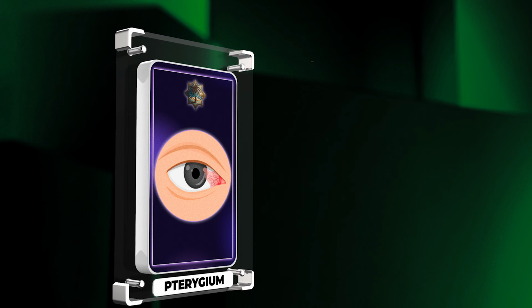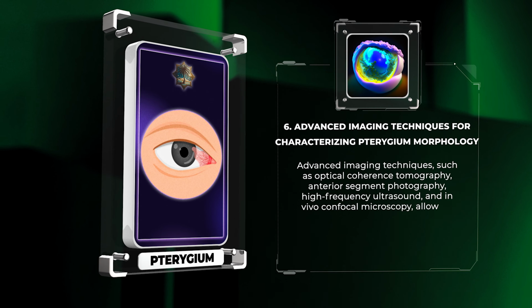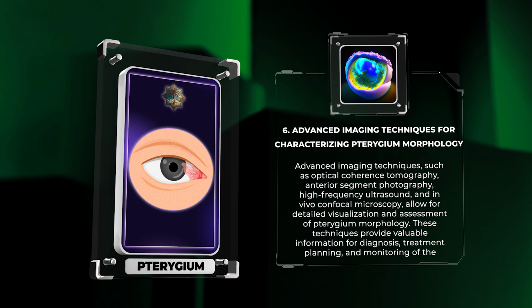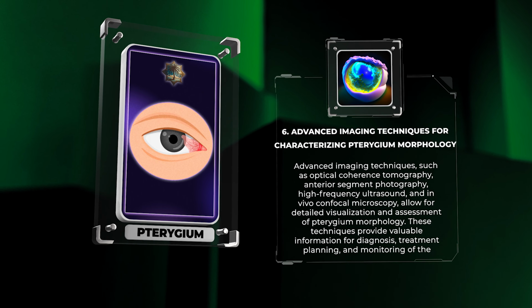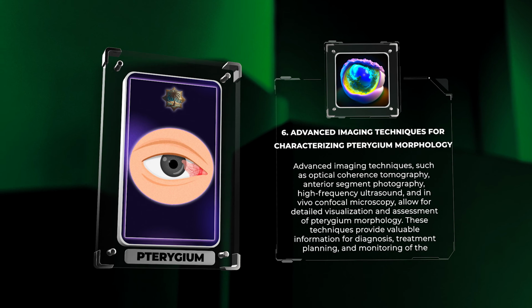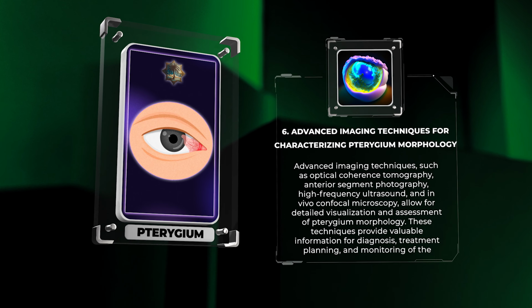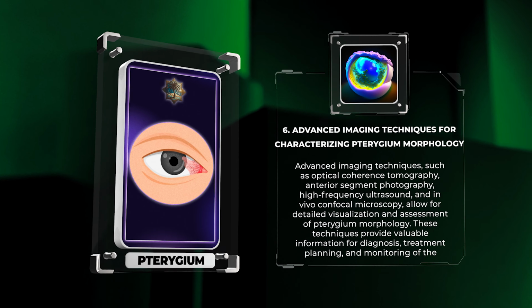Advanced imaging techniques, such as optical coherence tomography, anterior segment photography, high-frequency ultrasound, and in vivo confocal microscopy, allow for detailed visualization and assessment of pterygium morphology. These techniques provide valuable information for diagnosis, treatment planning, and monitoring of the disease.